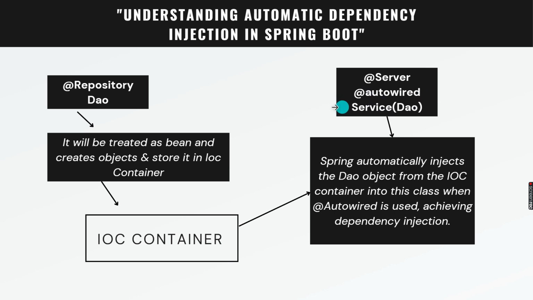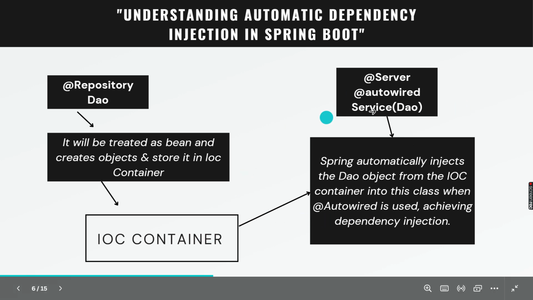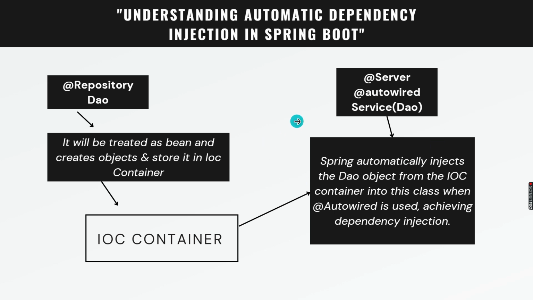So we have to mention this as @Autowired. It will take the object from the IOC container and inject it here. We need not create the object manually. So this is how automatic dependency injection in Spring Boot works.